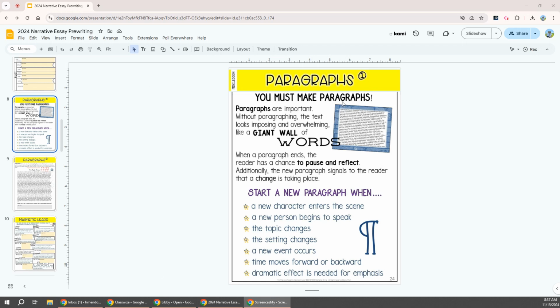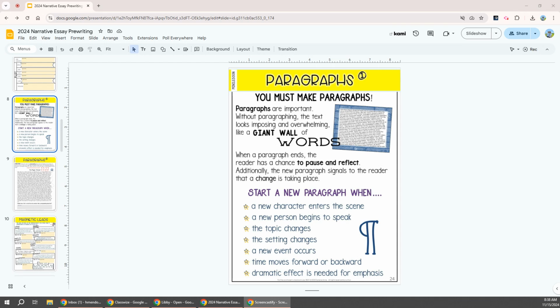So this says you must make paragraphs. Paragraphs are important because without them, the text looks like an imposing and overwhelming giant wall of words. We don't want that because nobody wants to read that. So when a paragraph ends, the reader has time to pause and reflect, and a new paragraph shows the reader that a change is taking place. So something different is going to be happening.